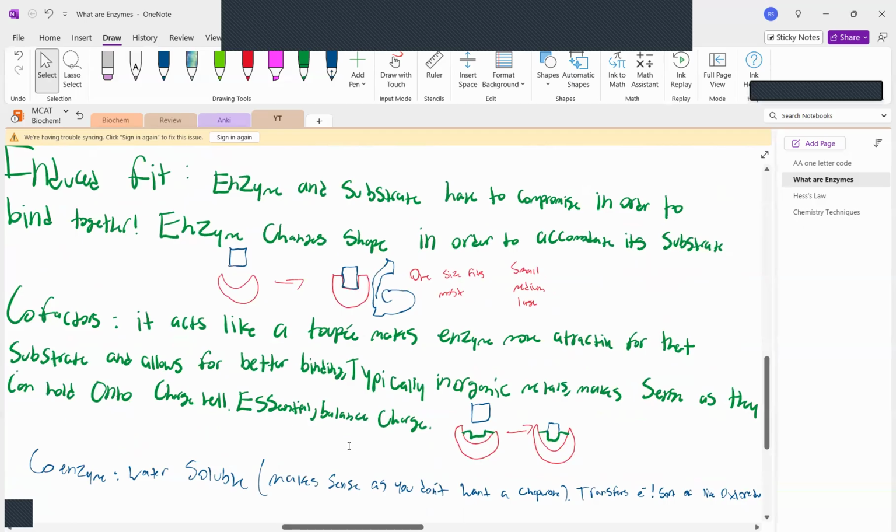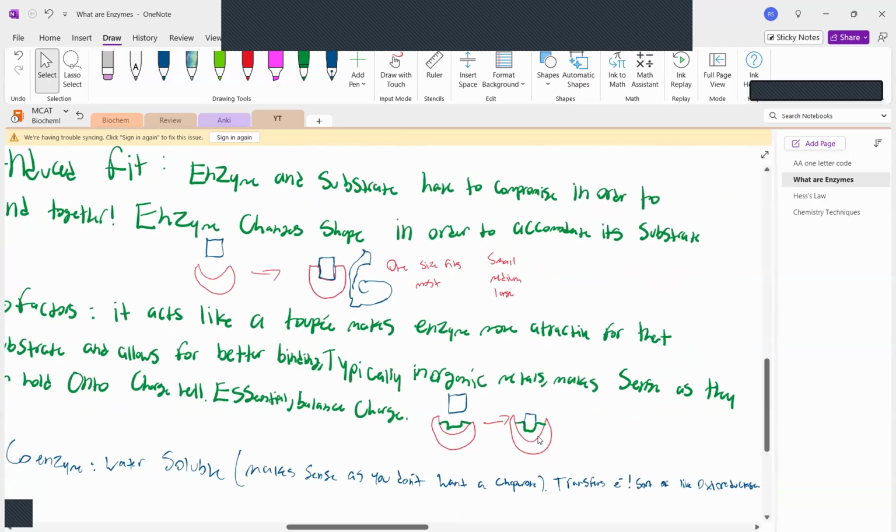So it's kind of like, or I guess you could think of someone wearing a lot of makeup too. So it just makes it more attractive, more likely to bind, better fit overall. So both parties are equally happy. Sort of catfishing, but not really.